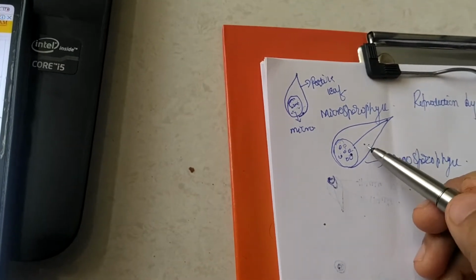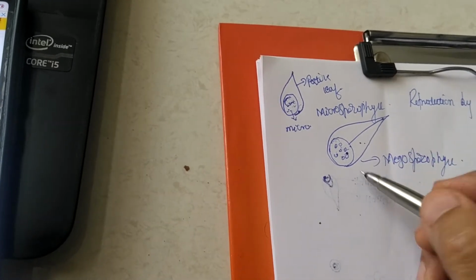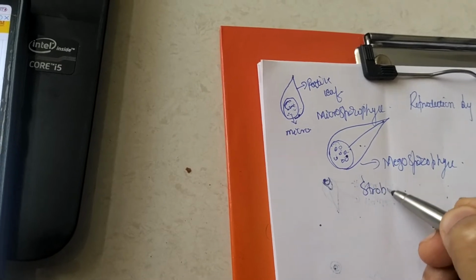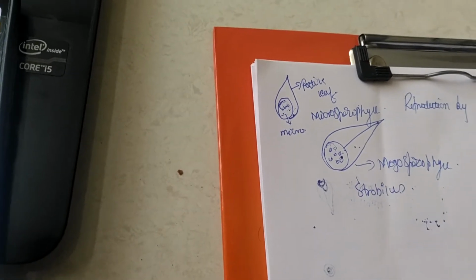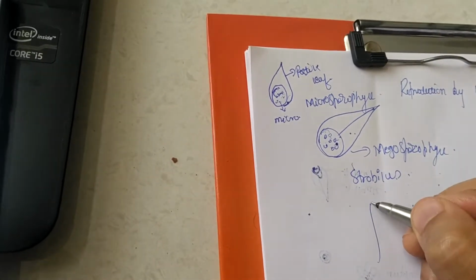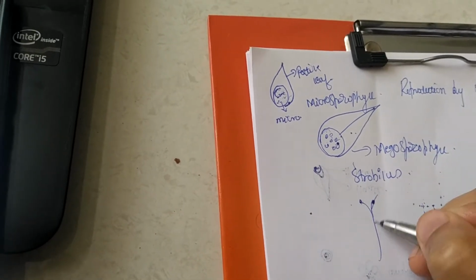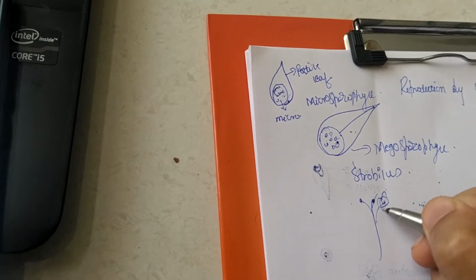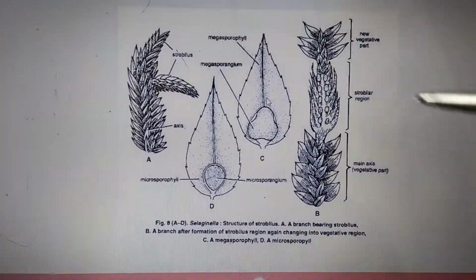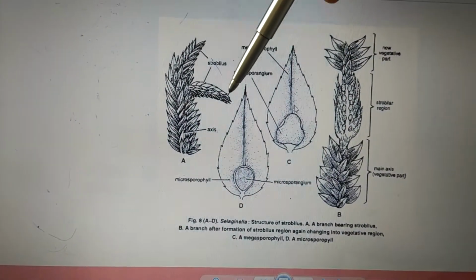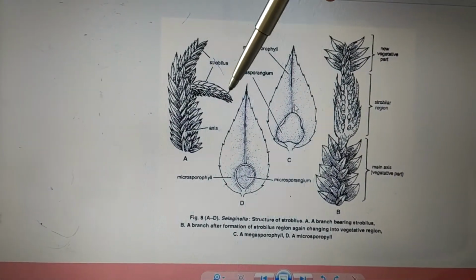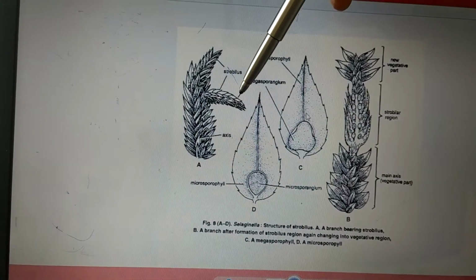Now both these structures, that is the megasporangia and the leaf, are grouped together to form a compact structure known as a strobilus, which is usually found at the terminal part of the branch. Here the leaves are compactly arranged to form a cone-like structure. So this image shows a strobili, a compactly packed, dense structure.